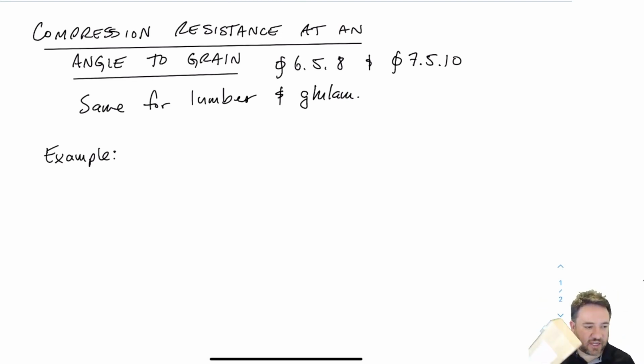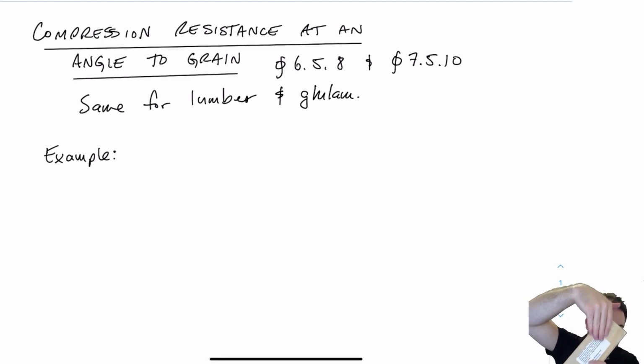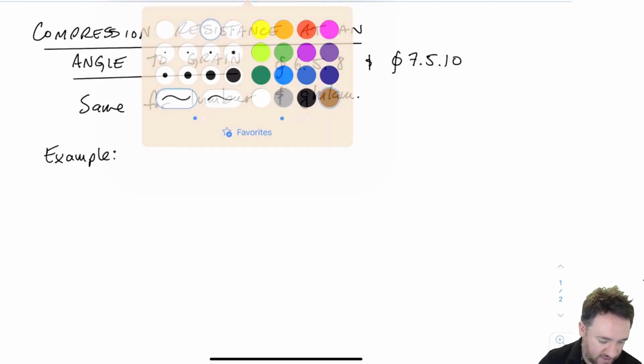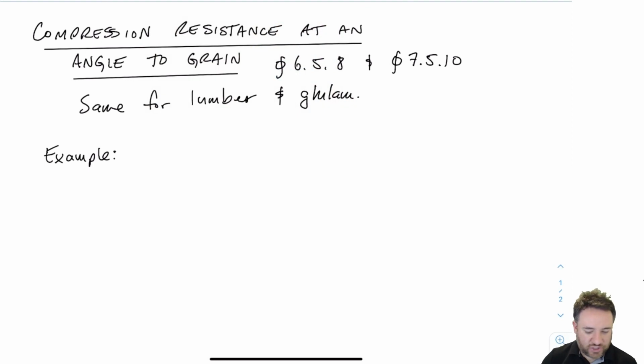But what happens if I have neither of those pure cases and I have something somewhere in between? I'm applying the load in compression at some angle to the grain, not aligned or perpendicular. In order to do that, I'm going to have to apply some kind of interaction equation between the two to figure out a good effective strength that takes into account both the resistance parallel and perpendicular to grain. So to do this, we are going to look at an example geometry.